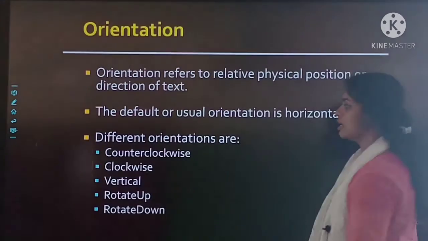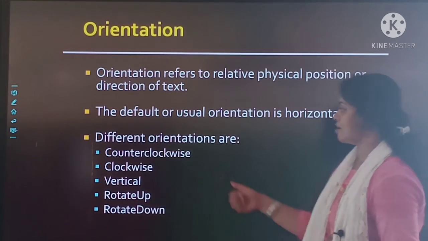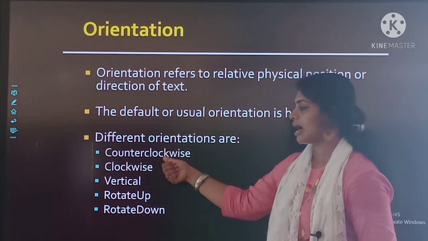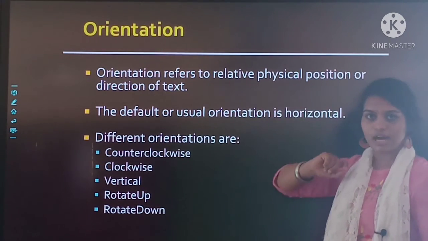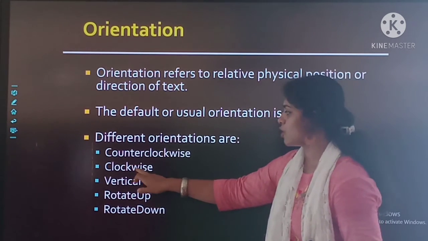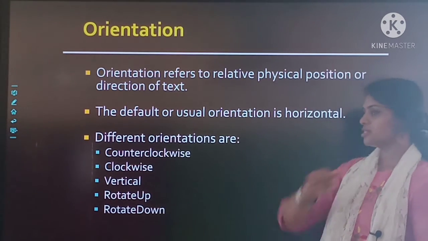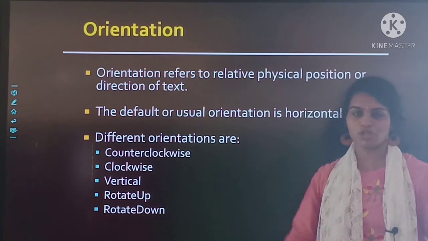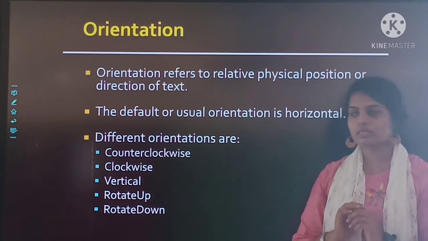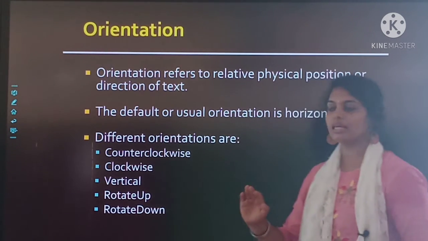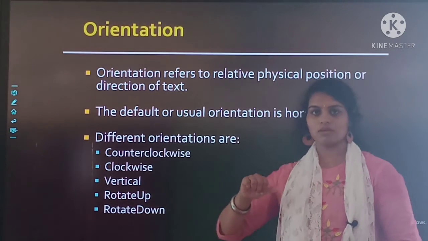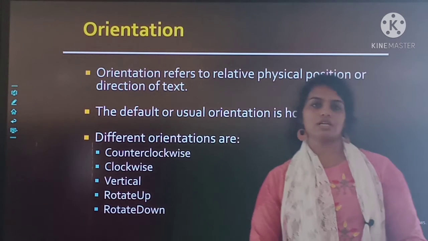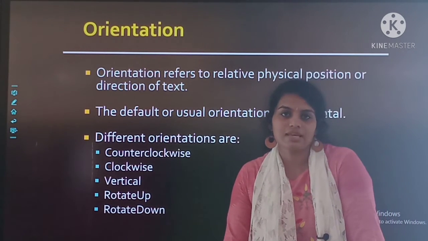Similarly, within orientation we have different parts, that is counter clockwise. You saw it goes from bottom to top. Then we saw clockwise downwards, because clockwise is always to the right side position, so it's tilting to the right. Okay, vertical, rotate text upwards, rotate text downwards. So these are the different types of orientations that we have.